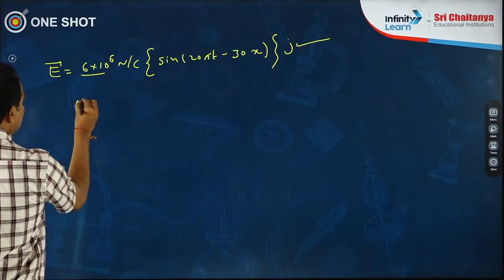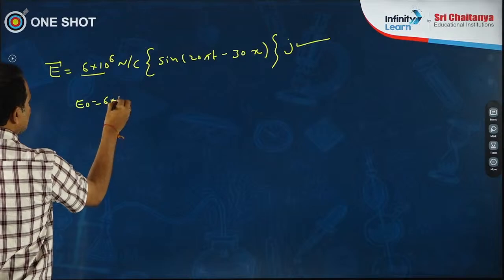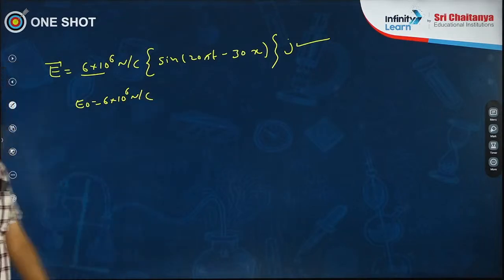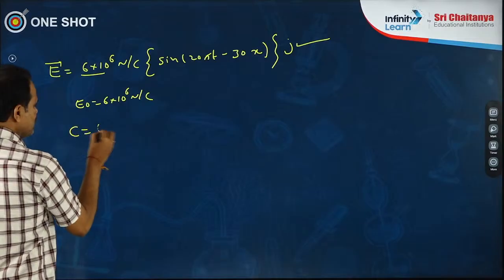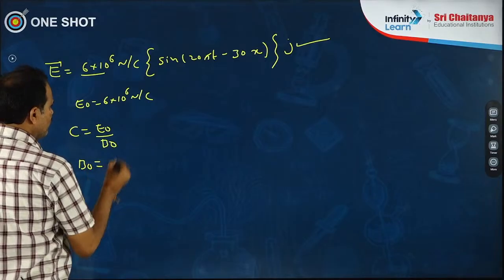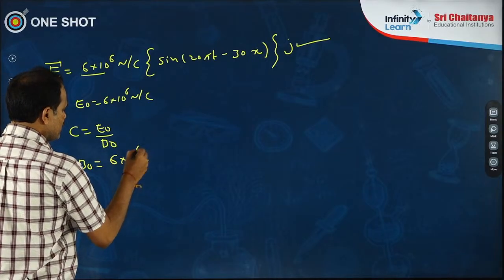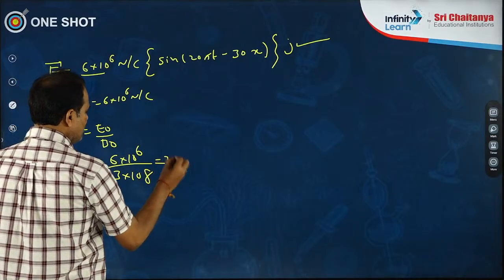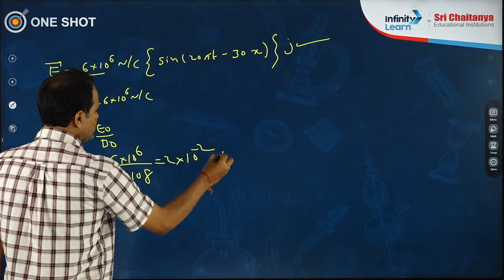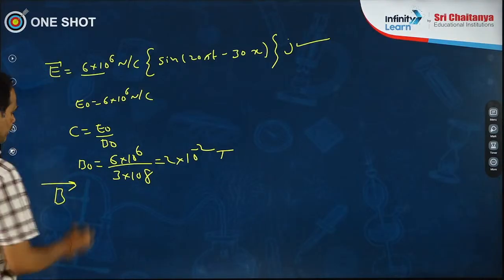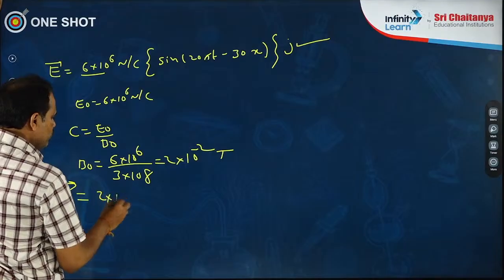Amplitude, that is E naught, is equal to 6 into 10 power 6 Newton per coulomb. What is the amplitude of the magnetic field asked? That is c is equal to E naught by B naught, so B naught is equal to E naught, 6 into 10 power 6, by the speed of light, 3 into 10 power 8. That is 2 into 10 power minus 2 Tesla. Now, what is the B bar expression asked? B bar is equal to 2 into 10 power minus 2 Tesla.